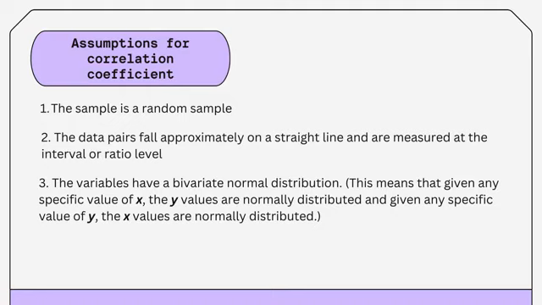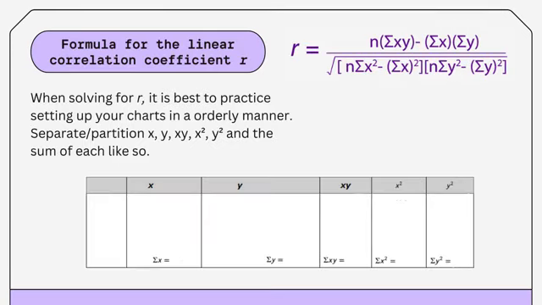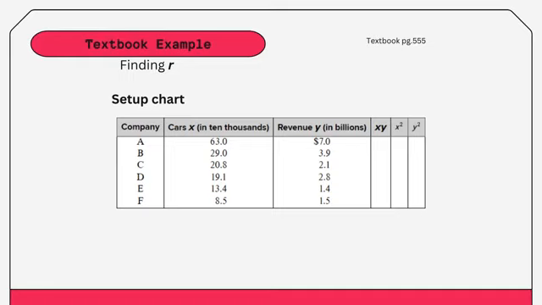Assumptions for correlation coefficient. And this is the formula for the correlation coefficient r. We're going to do one practice example from the textbook.